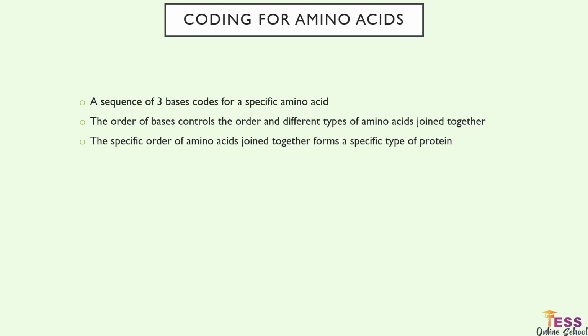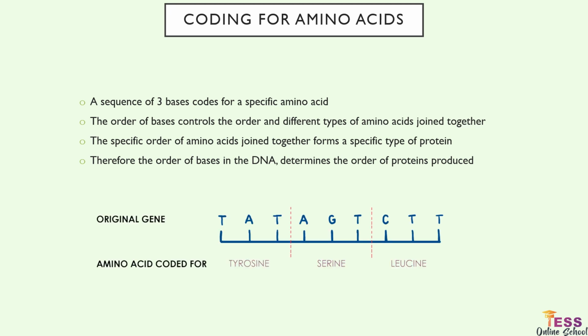Therefore, the sequence of DNA nucleotides and the order of the bases determines the proteins that are produced. So you can see in the diagram, there are 3 bases coding for one amino acid each, called tyrosine, serine, and leucine.